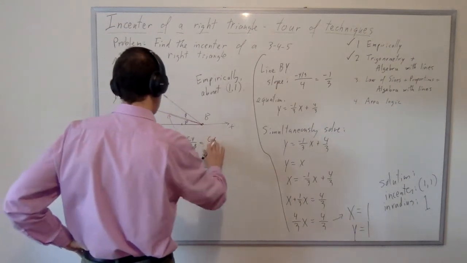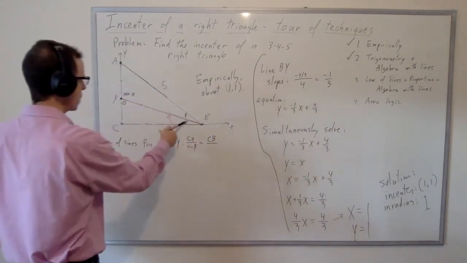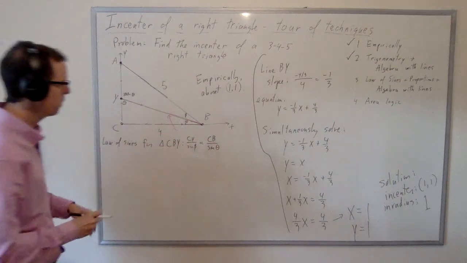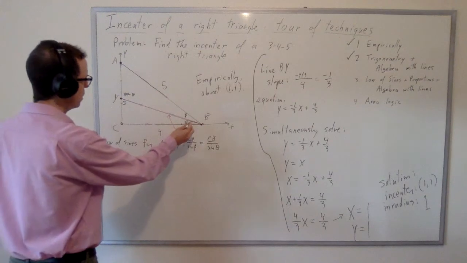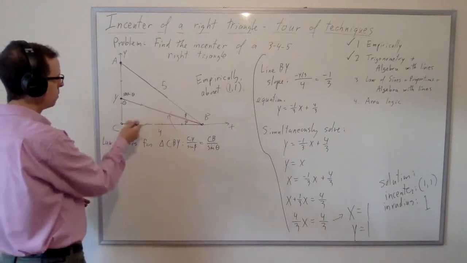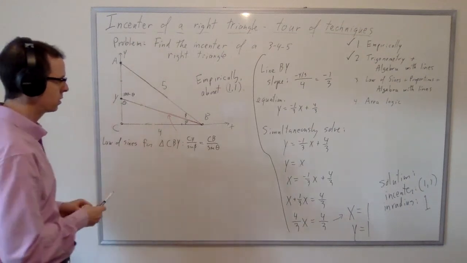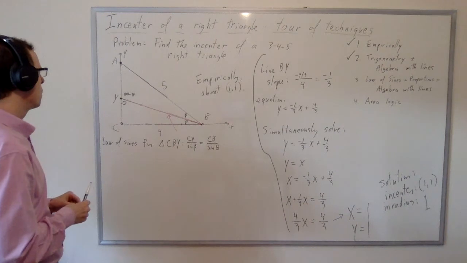Is that X? No, that's CB. CB over sine theta. Okay? So that's something that the law of sines tells us. It also tells us that that's equal to this thing over the sine of 90, but that's not important right now. Okay, what else do we get here?